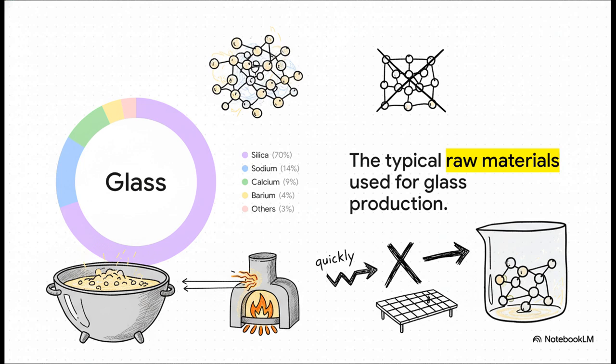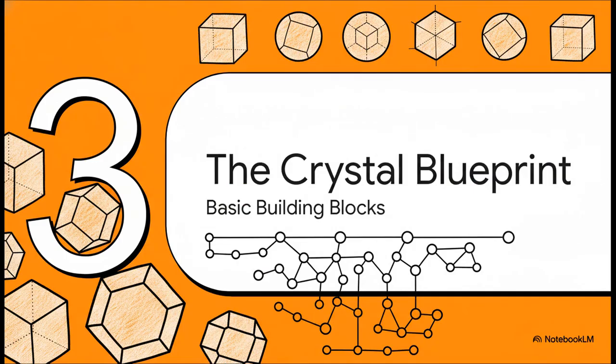When you melt all this together and then cool it down really fast, the atoms just don't have time to line up into a nice, neat crystal. They get frozen in place, all jumbled up in that amorphous state, which is exactly what gives glass its unique properties, like being transparent. Okay, so we've figured out that how atoms are arranged is, well, everything.